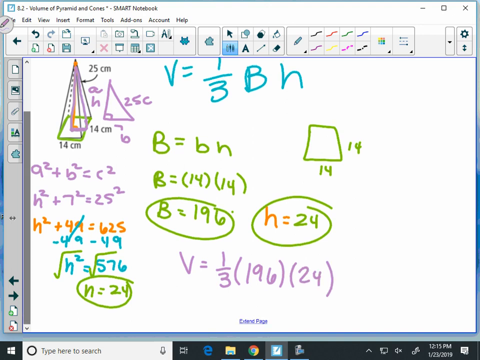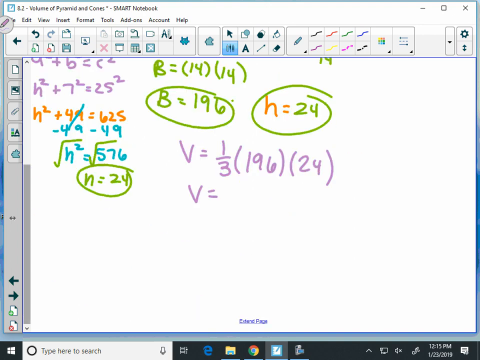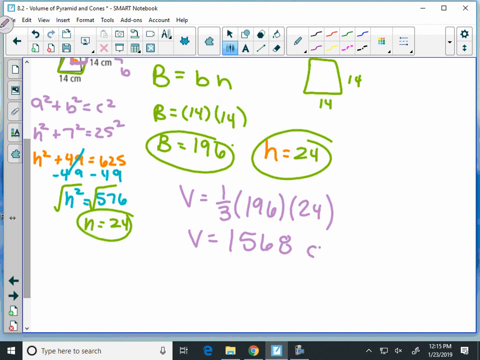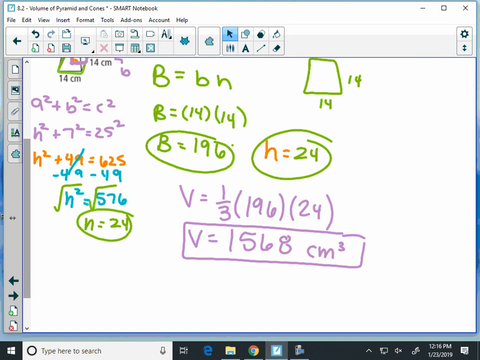So we do 1/3 times 196 times 24. What do you get? 1,568. And we will label that centimeters cubed. And that is the volume of that pyramid.